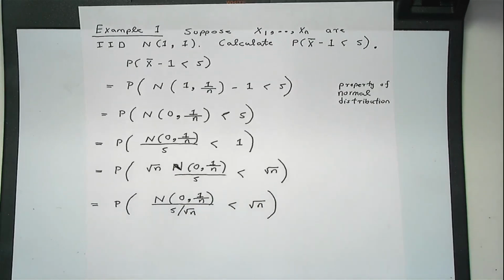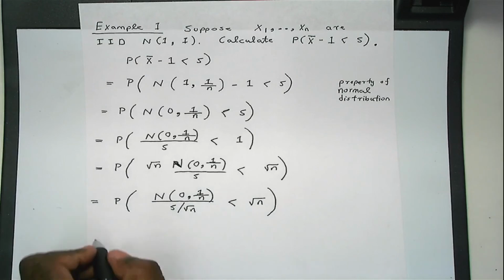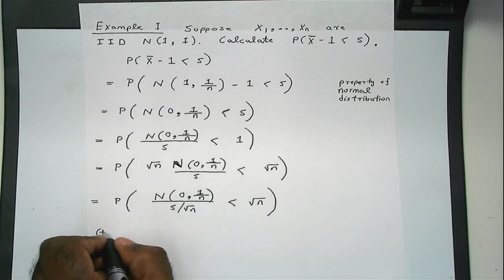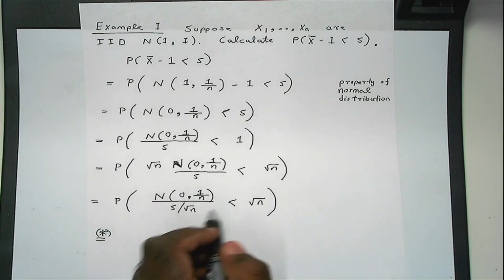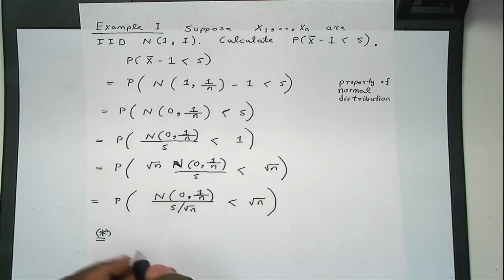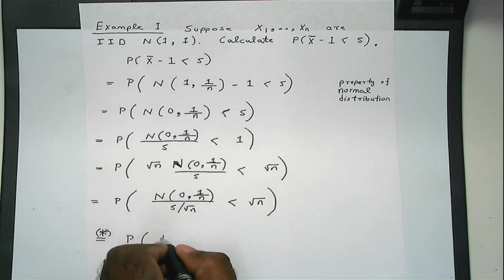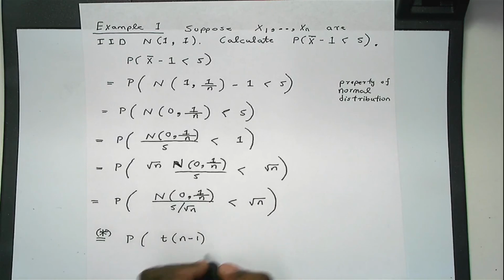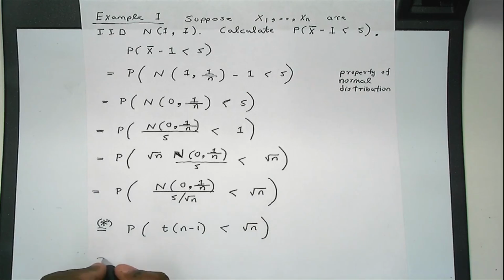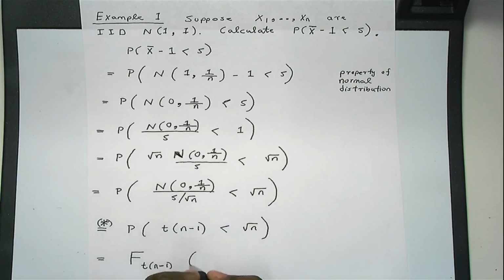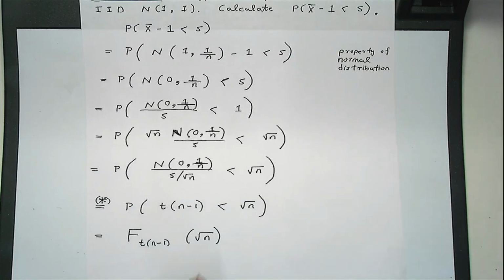And in the next step, I'm going to use the property which I call star. You may recall, if you look at the previous slide, you will see there's a property, I think it's number 4, which I call star. Using that property, what you have here on the left hand side is a t variable with n minus 1 degrees of freedom. So you can write this as F_{t_{n-1}} of root n.